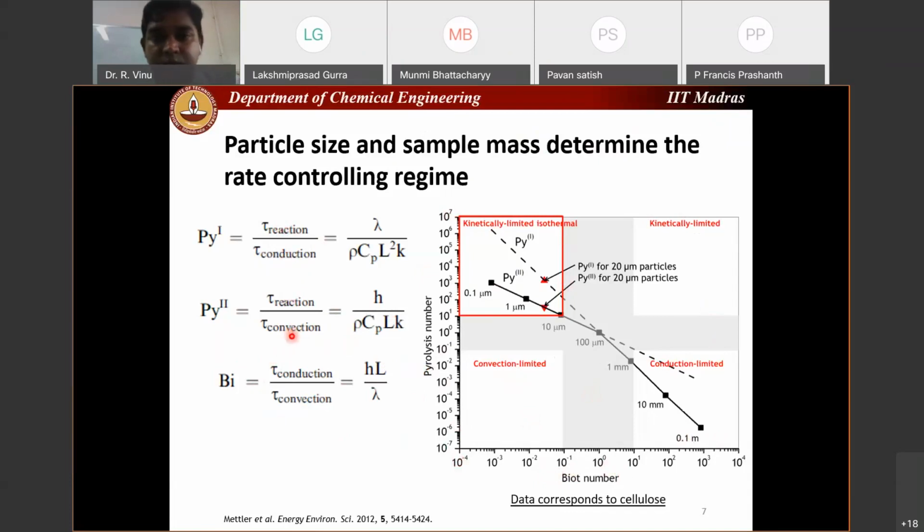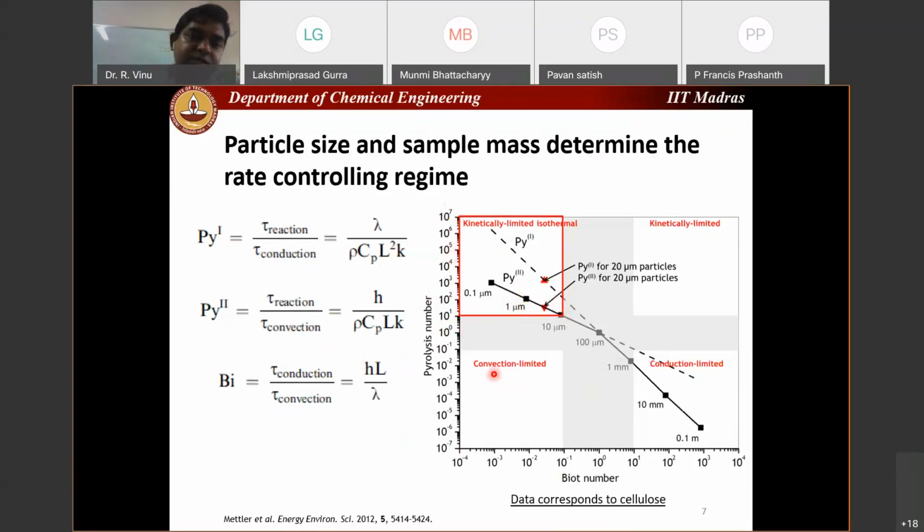Whatever material you want to pyrolyze, you can find out these numbers based on their basic properties like specific heat, thermal conductivity, density, and so on, and determine which regime we are lying in. So you can see a kinetically limited isothermal regime, wherein if you take a material of particle size lesser than 20 microns, or sometimes even 50 microns, you can lie in a kinetically controlled regime.